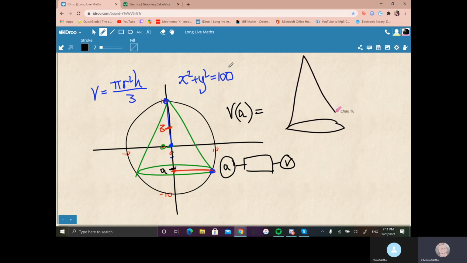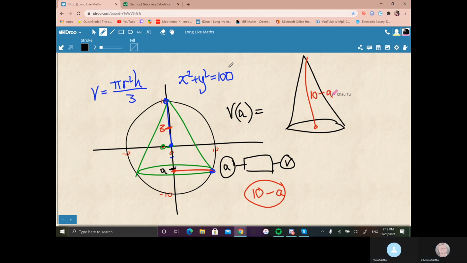Chelsea, you've got to start here. You need to know the volume of that cone. You've got to work out the height. What's the height of this cone for given A? A plus 10. That's not what you said earlier; you said 10 minus A. Yeah, so the height is 10 minus A.